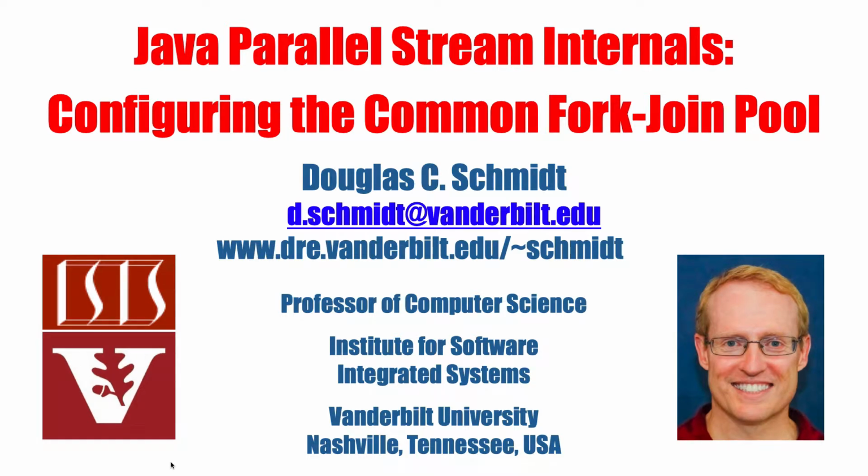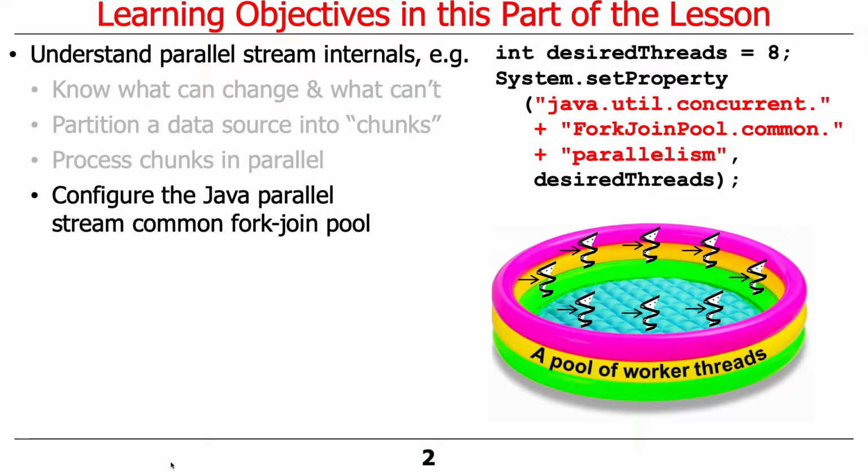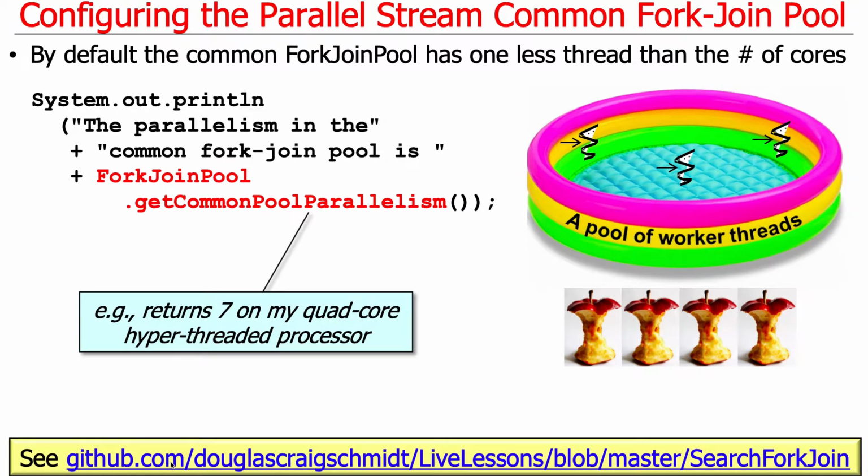So now that we've talked about how the common fork join pool works and how it's mapped, let's talk about how you can configure the common fork join pool to set the degree of parallelism that it's going to provide. And again, this is going to be sort of a quick overview. We'll talk about the details when we talk more about the common fork join pool later in the course. Okay, so let's talk about this.